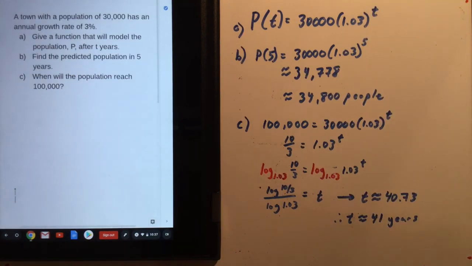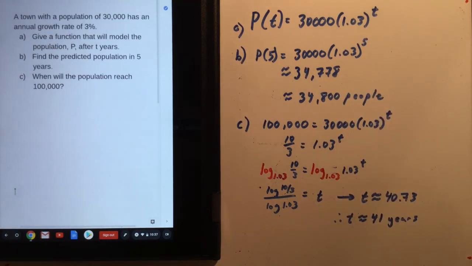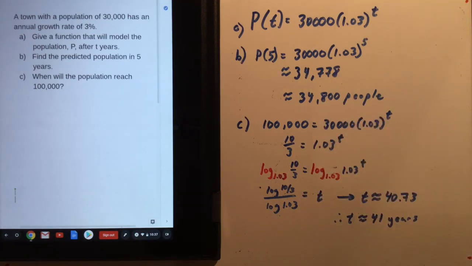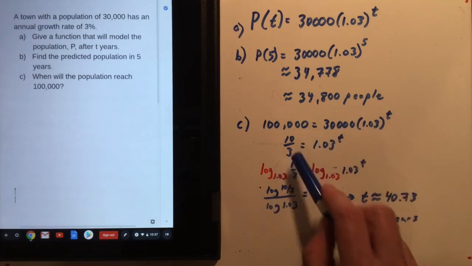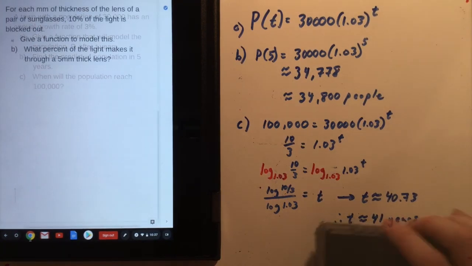So if you want to know the predicted population in 5 years, that's P of 5. So you just plug in a 5 and evaluate. 34,778 people. No real good reason, since it's a math model, to round to the person. So I rounded to the hundreds of people. And then when will the population reach 100,000? This time you let 100,000 in for your population, and now I get a chance to use logs, which is great. So I divide both sides by 30,000. Then I take log base 1.03 of both sides, and so I get t is equal to approximately 40.73 years, or about 41 years.